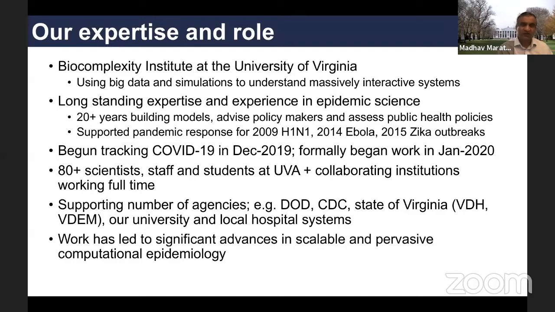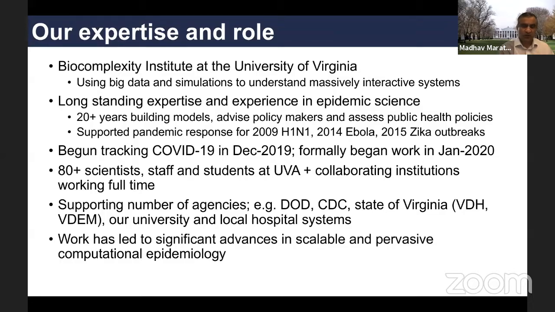So we started tracking this in December, and the work formally began in January, I would say somewhere middle of January. And about 80 of us, including staff, students, and full-time scientists, work on this. These are folks here at UVA, but also our collaborating institutions. It's a very massive effort. We directly support policy analytics. For the DoD, we provide input to CDC through various mechanisms. We are the primary modeling group for our state and work with the Virginia Department of Health and Virginia Department of Emergency Management.